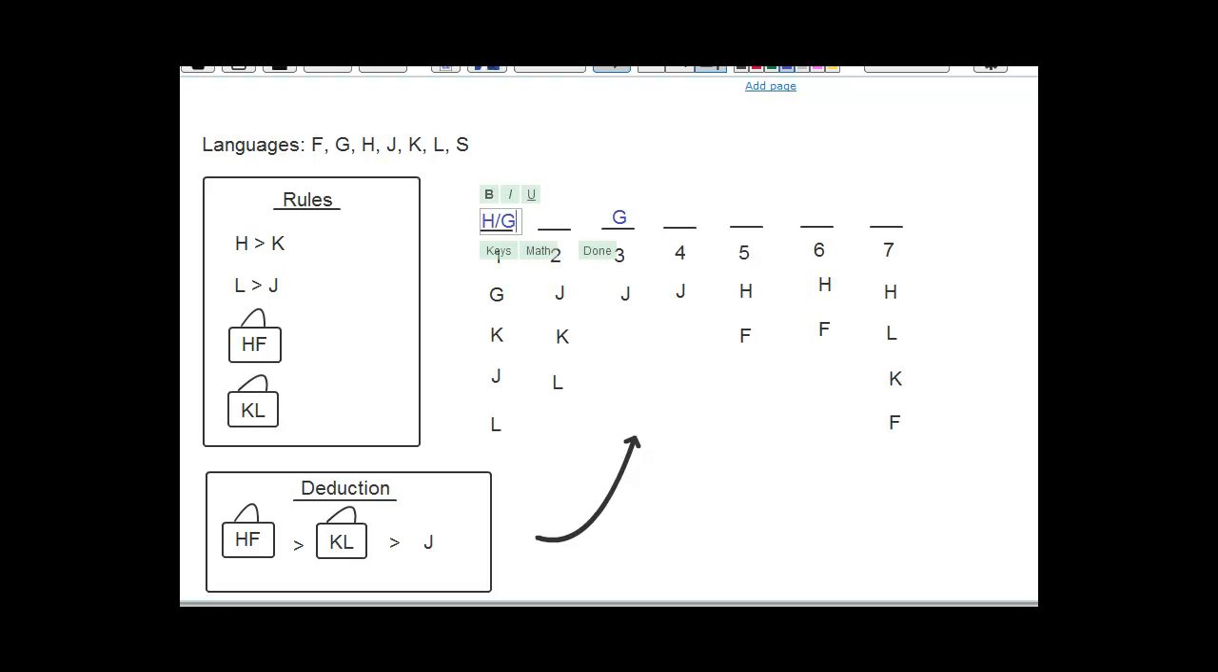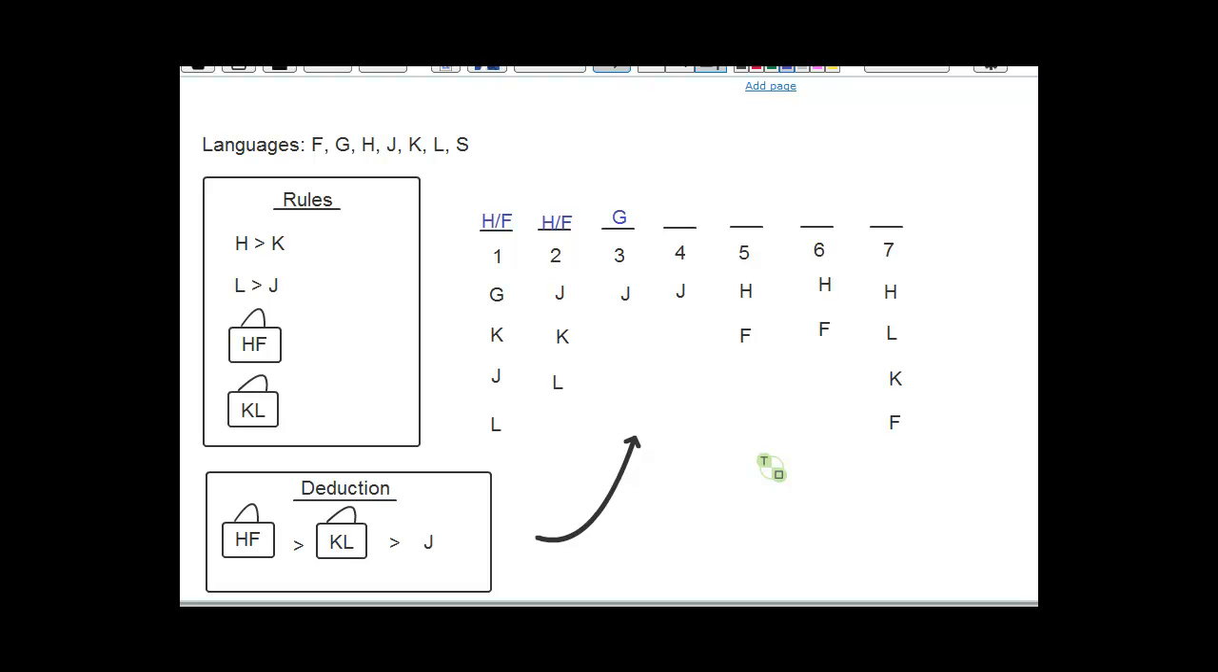And remember, we don't know the order. Okay, so the H and the F block we know is going to have to go in front of the G, because if we tried to put it behind the G, we would run out of room.